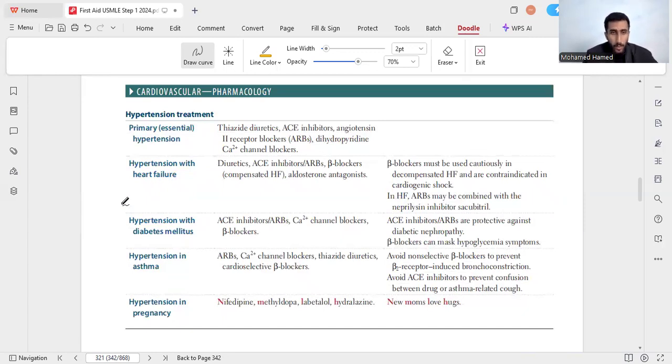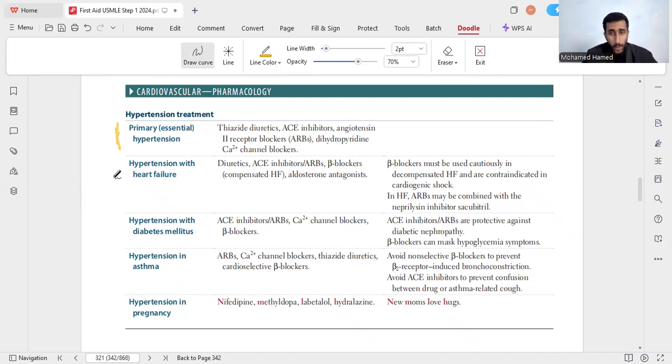through now. We are going to go through the high yield drugs for the cardiovascular system, for the pharmacology. You have to know the first lines for hypertension in general. So this is the first line for hypertension in general, and you may have a patient who had hypertension and a concomitant disease. The patient may have hypertension with heart failure. The patient may have hypertension with diabetes or hypertension with asthma.